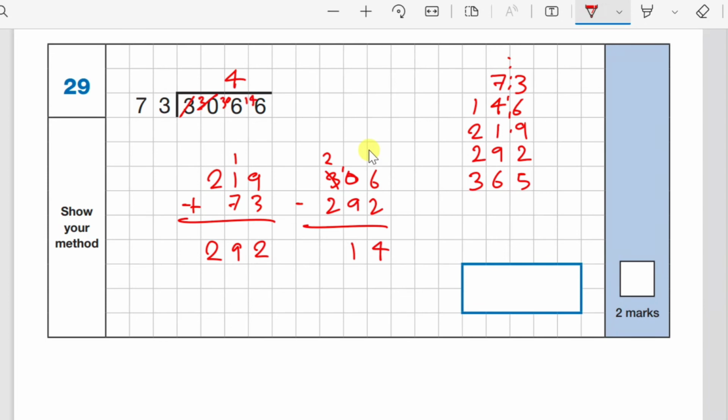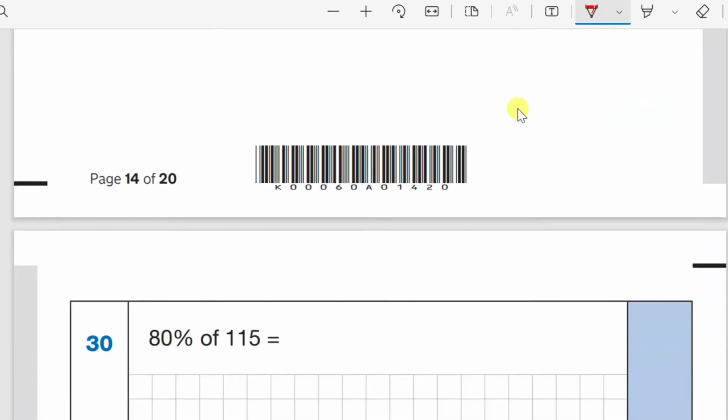So thankfully the number is a lot easier. It's how many 73s go into 146. And that goes exactly twice. So that was nice. That wasn't as horrible as it could have been. Now, let's move on to the next one.